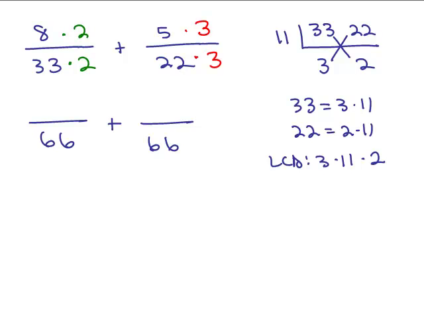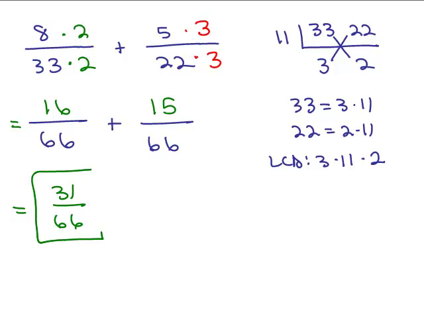So I've got 16/66 plus 15/66. And that's going to give me 31/66. And that doesn't reduce. 31's prime. And so that's my final answer.